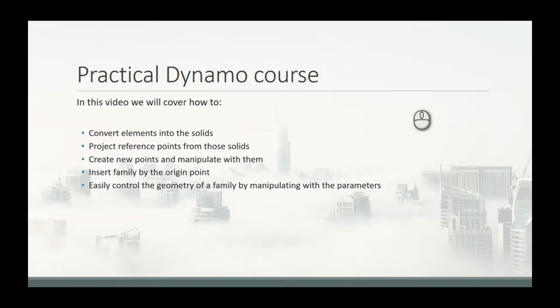Today we will play a little bit with geometry, and the important thing for you to know is that we will cover maybe just 1 or 2% of all the things which you can do in Dynamo regarding the geometry. The first thing which we'll cover in this video is how to convert elements into solids. An element inside Revit and inside Dynamo can be anything. It can be a wall, window, duct, pipe, cable tray, whatever.